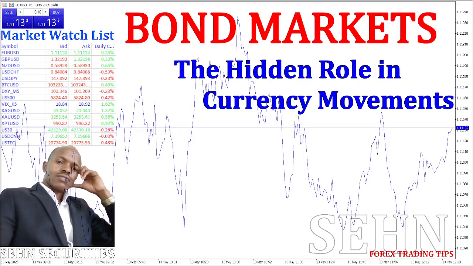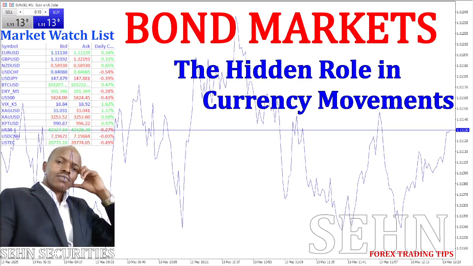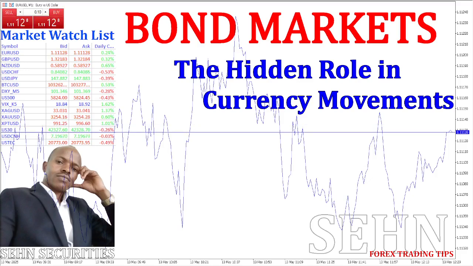For instance, if the Fed hints at a rate hike due to inflation pressures, bond yields will likely rise ahead of the actual decision. Forex markets, sensing the shift, begin pricing in a stronger dollar before the rate hike even materializes. This is why traders must learn to interpret economic data, not just on the surface, but in terms of how it might influence bond yields.